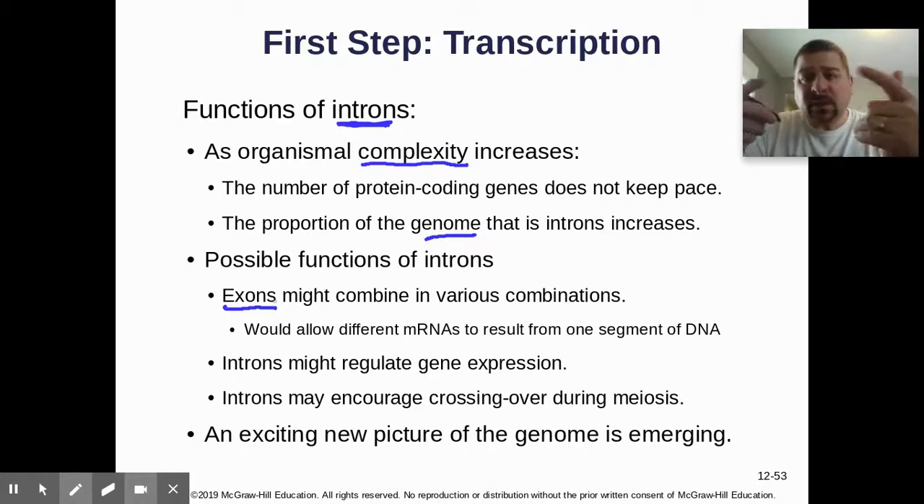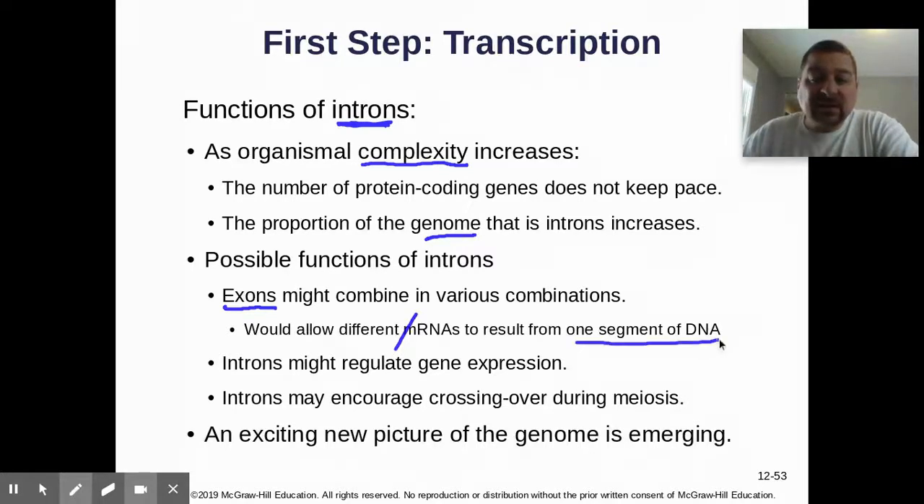It's kind of like changing the punctuation and changing the words a little bit in a sentence. If you cut out different words, the sentence will look very different and have very different meaning. So if we want one protein product, we would splice it and cut out certain parts. But if we want a slightly different protein product, we might splice out different introns and put different exons together. So from one segment of DNA, you could have multiple types of protein products that are made just by differential splicing. We think introns might regulate gene expression, and we'll get into that a little bit in a future chapter. And introns may encourage crossing over during meiosis.